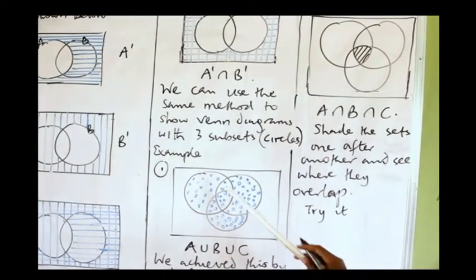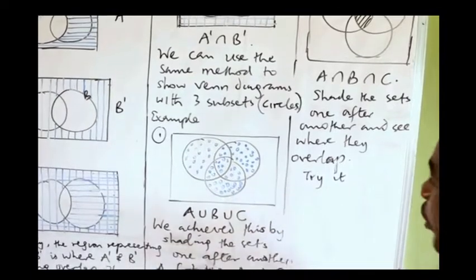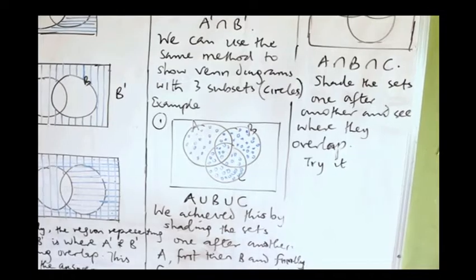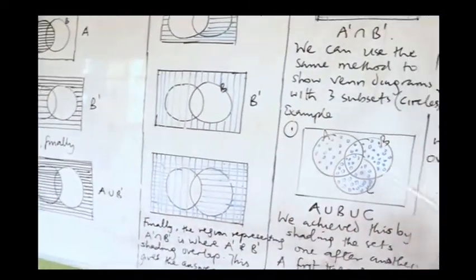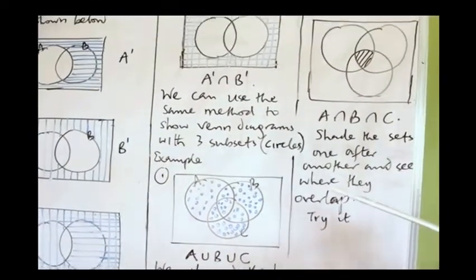What I did was I shaded each of them one by one, then combined all the shading together. This will be for A, this will be for B, and this will be for C. Then you combine everything together the way we did there and there. Then I got this.